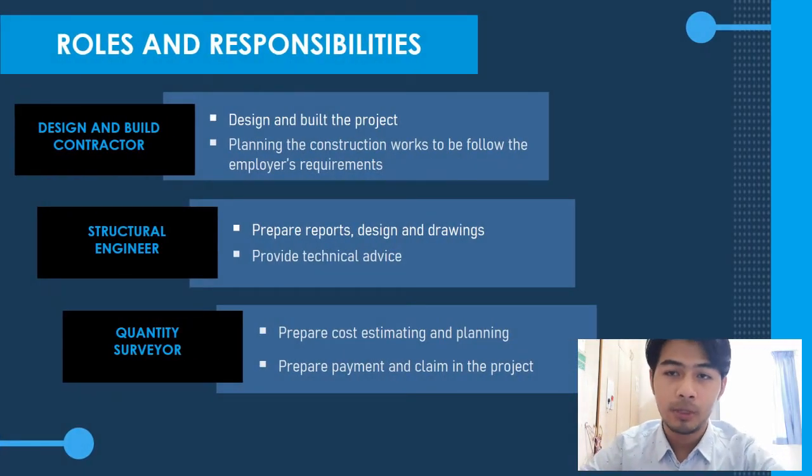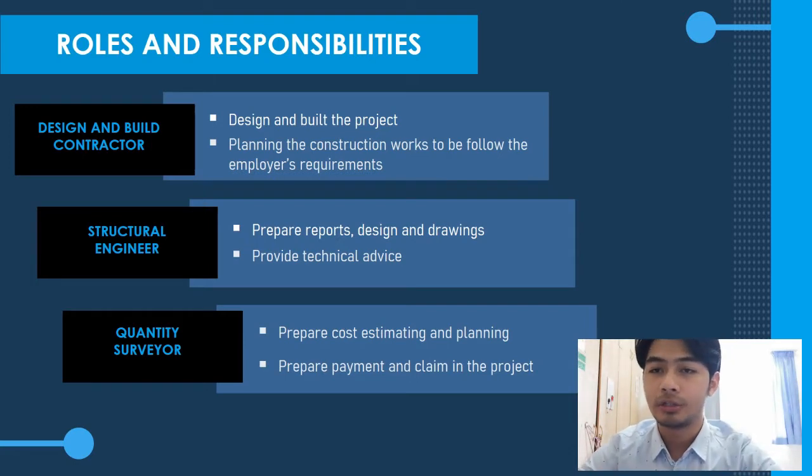Now, we are going to explain about the roles and responsibilities for the individuals in the organizational chart. To start off, we have the main contractor or the design and build contractor. In this case, the main contractor has a higher position than the architect because he is a design and build contractor. The contractor plans the construction workflows for the project.